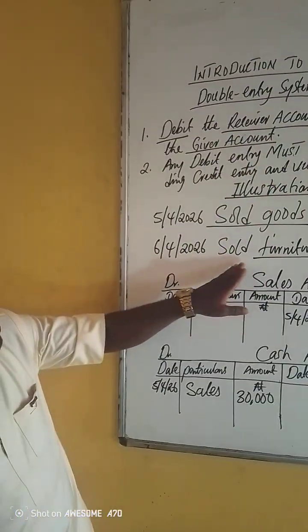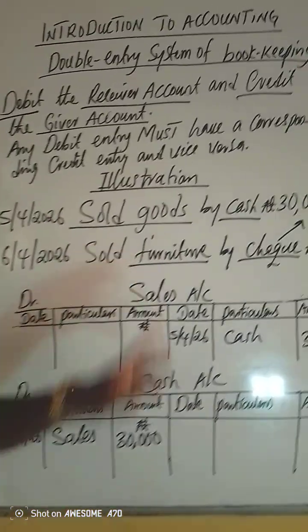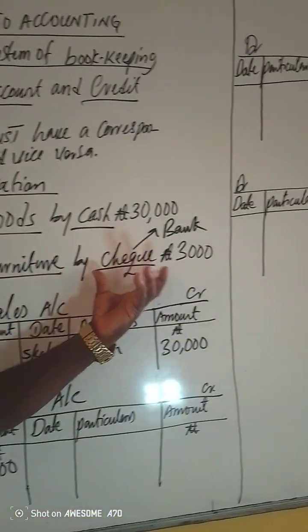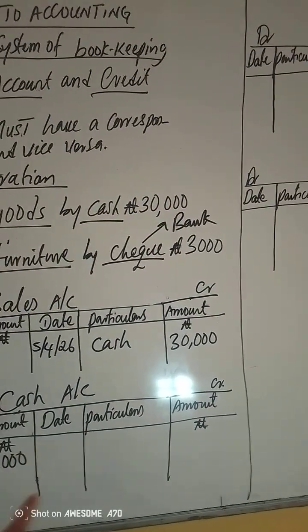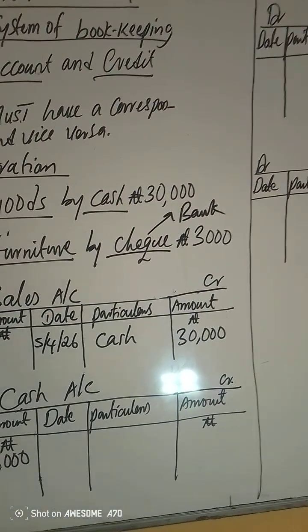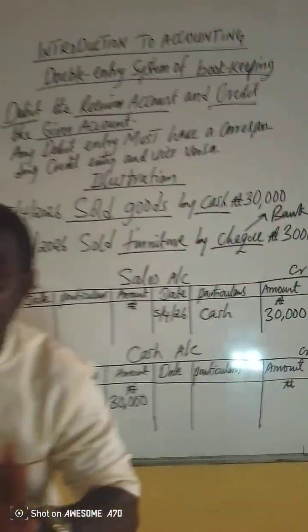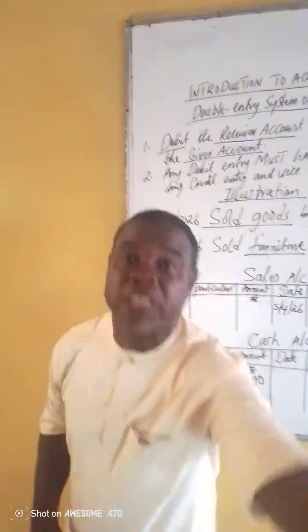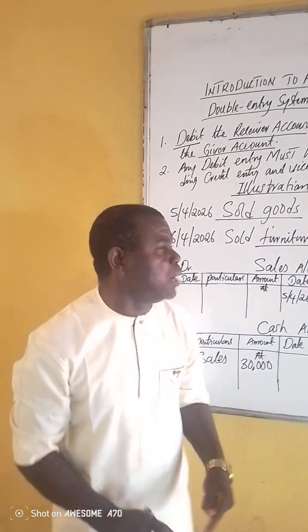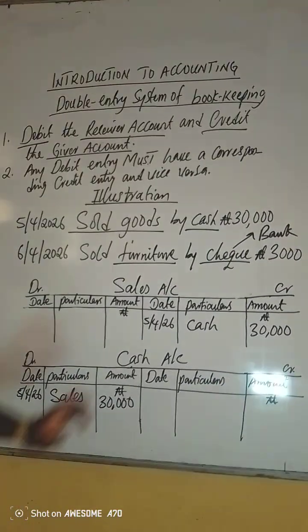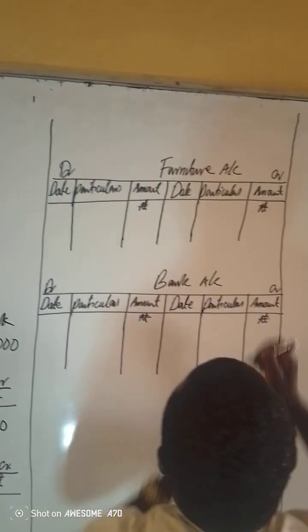So here, the giver account becomes furniture, what the business is giving out, and the receiver account becomes bank, which here is check, but bank is the real name that we use in accounting. Let's see how we put this transaction. Please always start with the giver account, because the giver account must give before the receiver will receive. You want to get it right, always start with the giver account. Let's see, who is the giver account? I said that the giver account is furniture.